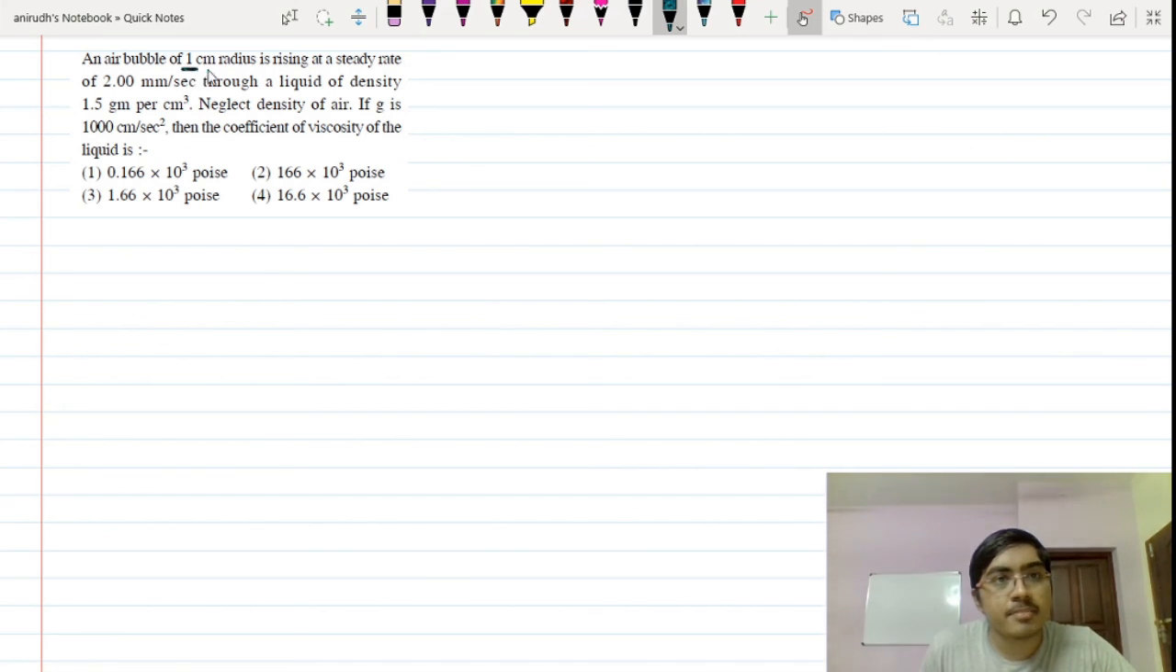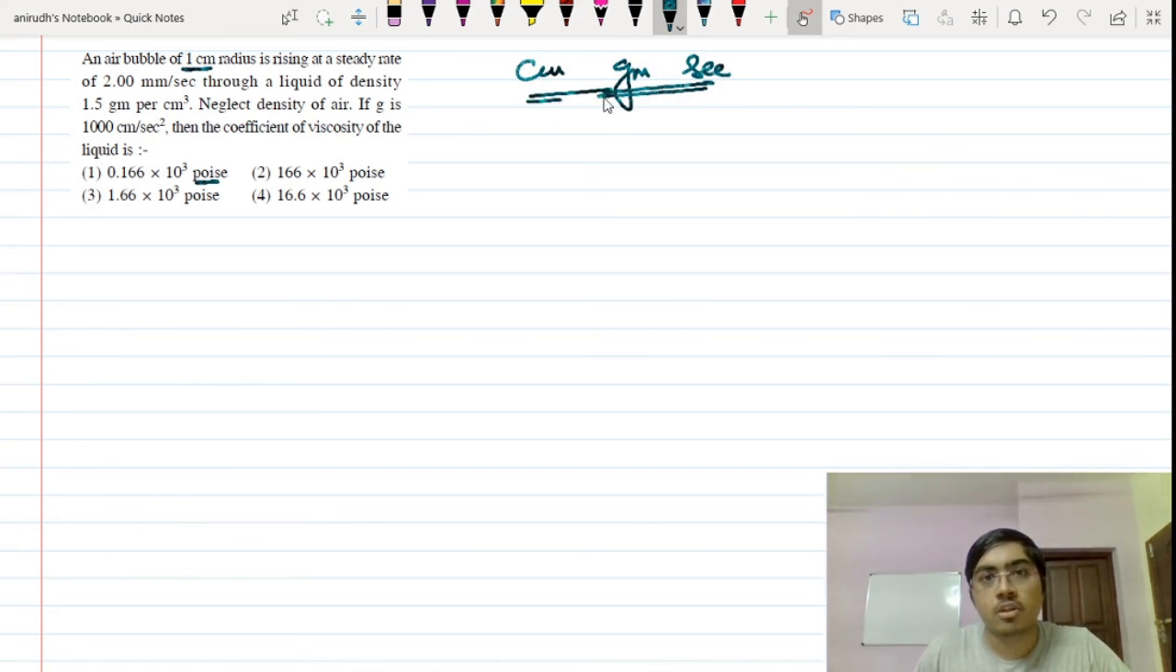An air bubble of 1 centimeter radius. The point is that there is a catch when you come to the units over here. It's in centimeter, gram per centimeter, centimeter per second square, and the units of the answer is in poise. So everything should be in centimeter, gram and second. Make sure that all the units are in these quantities. If it goes into meter or kilogram, then it will not work out, right? Everything should be in centimeter, gram and second.